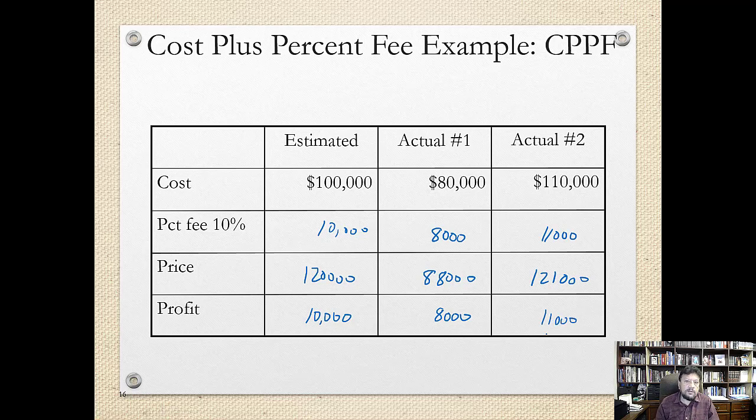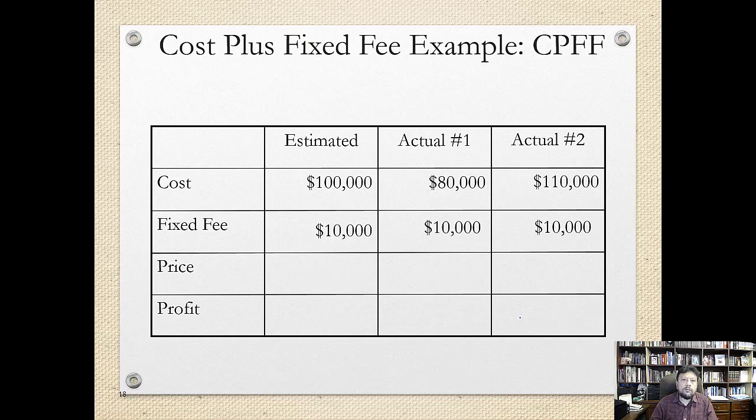In this case, what you can see is that if a saving is made, it reduces the profit of the contractor, and if it goes over budget, it increases the profit of the contractor. So the interests of the contractor and the client are completely opposite. A contractor has no reason to make a saving because that would simply result in a lower fee for the contractor.